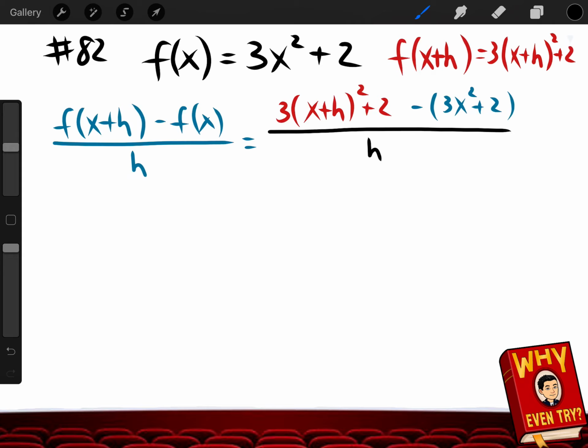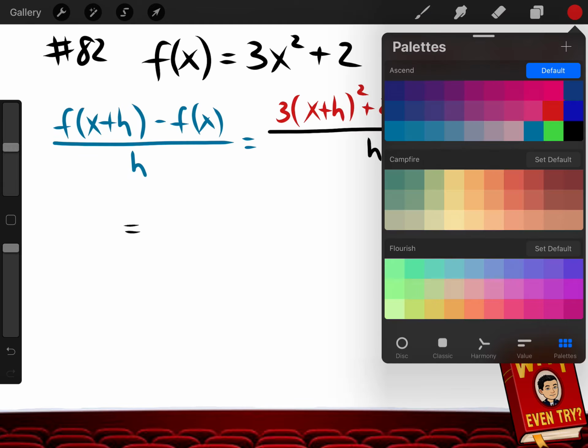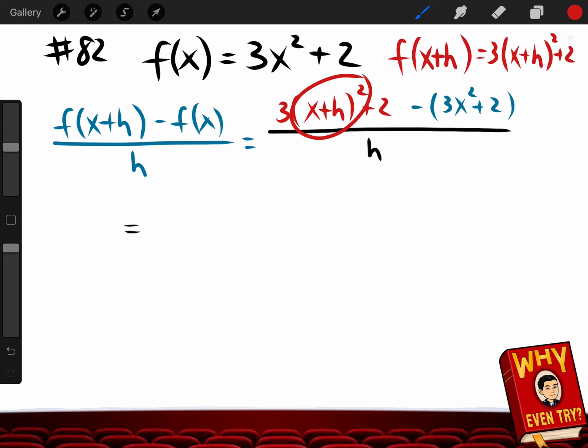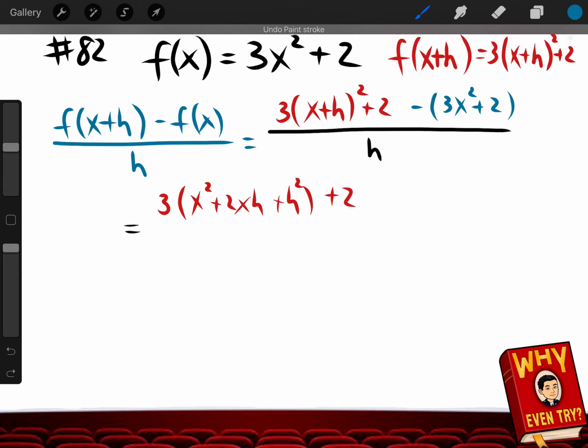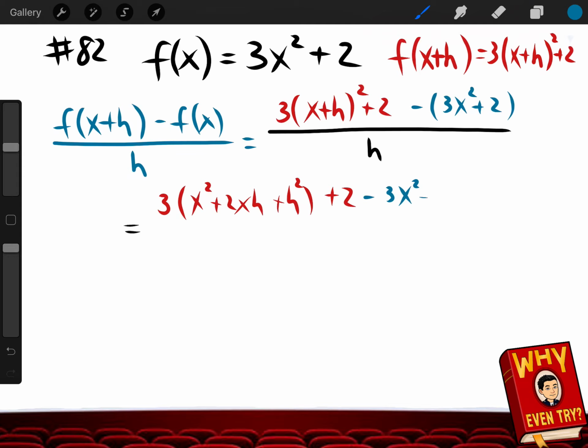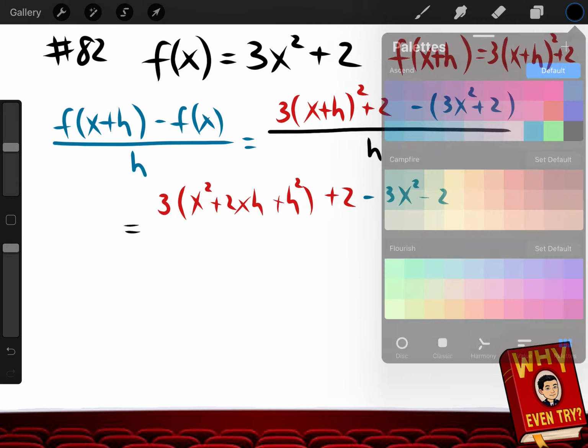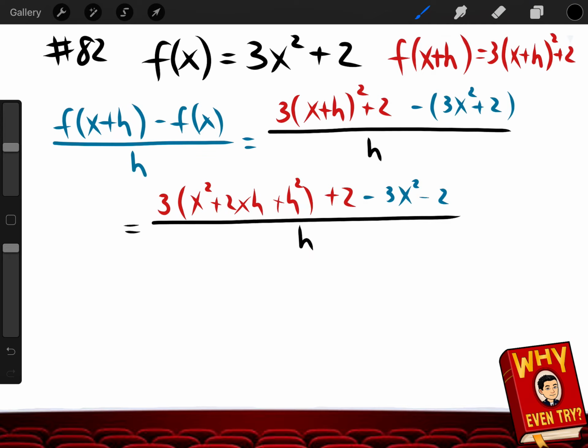All right, so what you're going to do next is just do it. For the red, I'm going to FOIL this x plus h out. So that's going to look like x squared plus 2xh plus h squared. Do not forget about that plus 2. I'm going to remove the parentheses, so I'm going to write it as minus 3x squared minus 2. Everything divided by h.